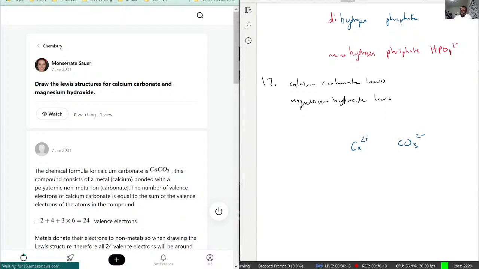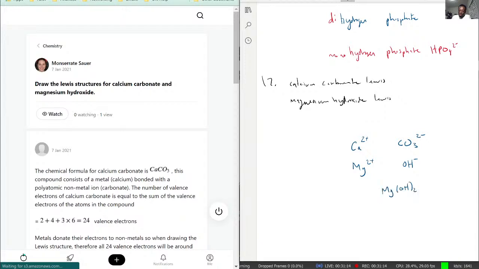Now, I'm actually going to skip ahead and just do magnesium hydroxide as well. Magnesium is known as Mg, and it's 2 plus. Hydroxide, on the other hand, is OH, just 1 minus. For this to balance, we need 2 OHs. So in reality, it'd be Mg(OH)2.